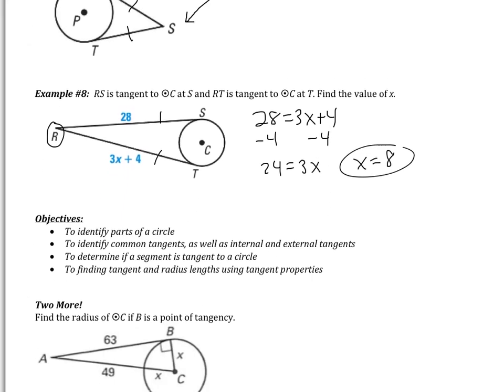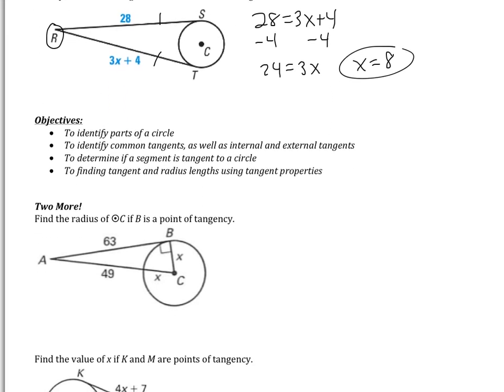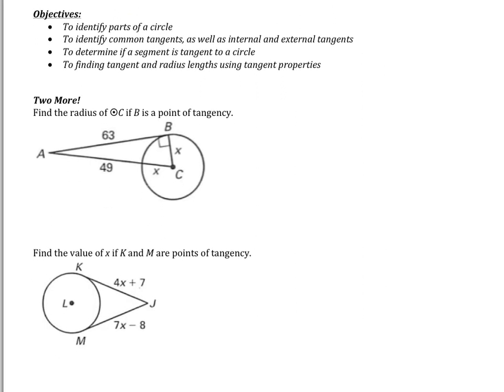Okay, and that was the last theorem for the video. We had 4 objectives. The first one was to identify parts of circles. So we talked about secant and tangent and radius and chord. We identified common tangents, including internal and external tangents. So that's when you had two circles and you had to draw in the tangent that was tangent to both circles. We determined if a segment is tangent to a circle, so we used the Pythagorean theorem. And then we found tangent and radius lengths using tangent properties. So that would be like example 8 and then examples 6 and 7.